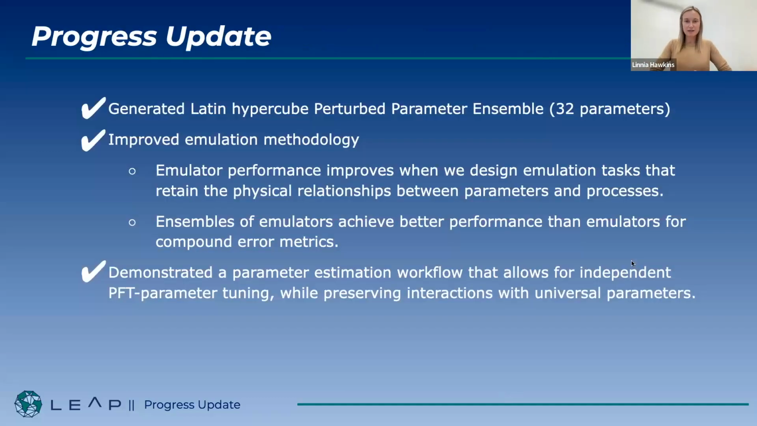So just to summarize my progress update to this point, we've generated this large Latin hypercube perturbed parameter ensemble with 32 parameters. And I think we've improved our emulation methodology. Those two points I made earlier: we've seen the emulator performance improves when we design emulation tasks that retain the physical relationships between parameters and processes. And second, our ensemble of emulators approach has shown better performance than when we just used a single emulator for some compound error metric.